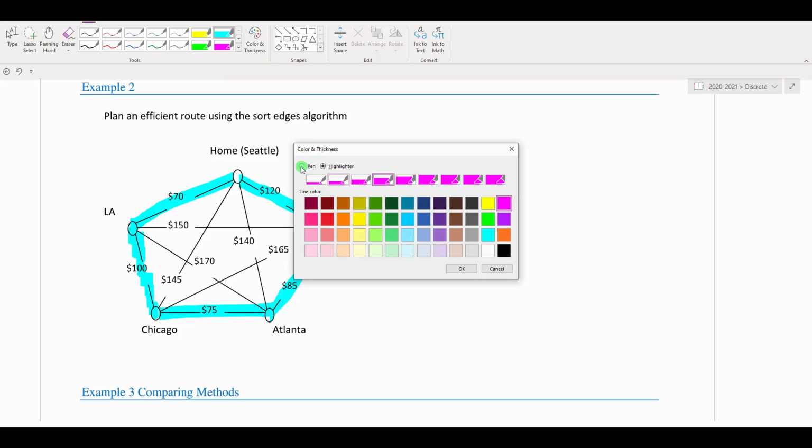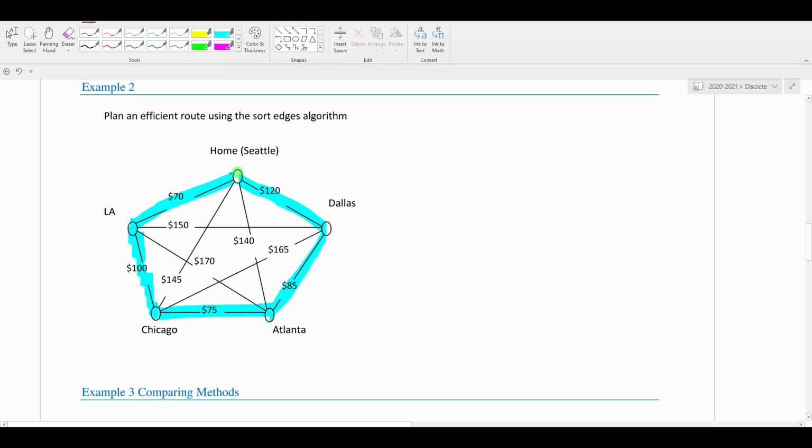All right, so I'm going to grab my pen. I'm going to write my circuit. So we start at home in Seattle. And you can go either direction here. You can go around this way or you can go around this way. It's going to be the same circuit and give you the same cost. Okay, so we can go from Seattle to LA, LA to Chicago, to Atlanta, then from Atlanta to Dallas, and then from Dallas back home to Seattle.